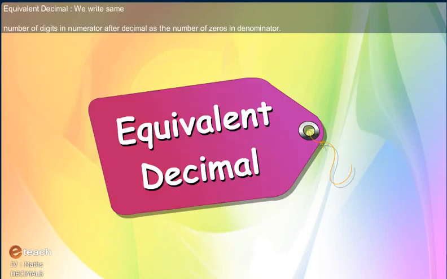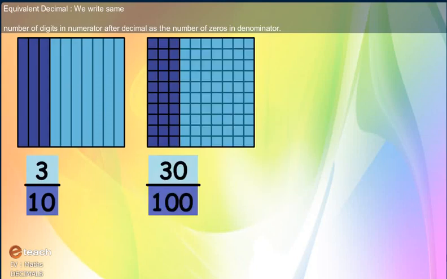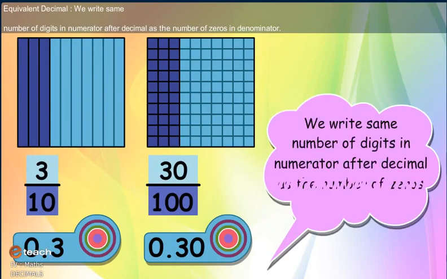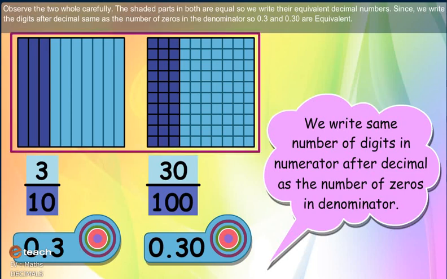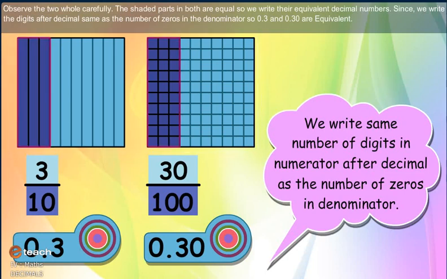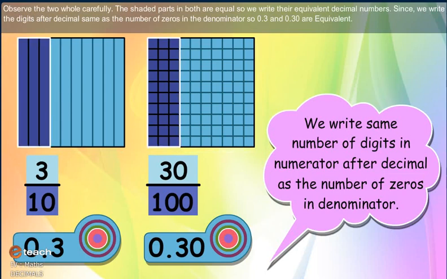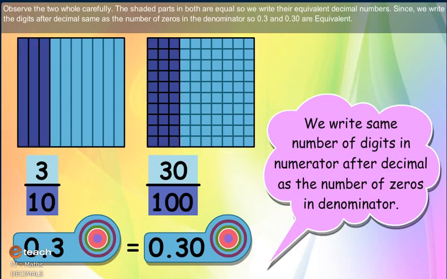Equivalent decimals. We write the same number of digits in the numerator after the decimal as there are zeros in the denominator. Observe the two wholes carefully. The shaded parts in both are equal, so we write their equivalent decimal numbers. Since we write the digits after the decimal the same as the number of zeros in the denominator.